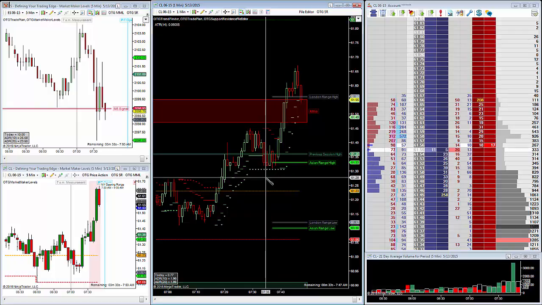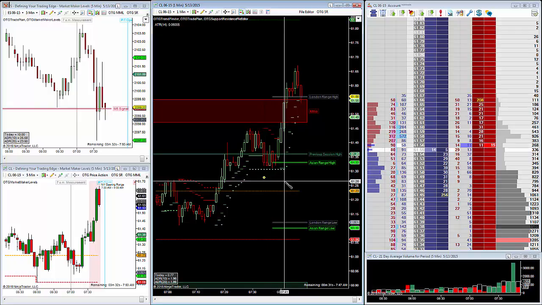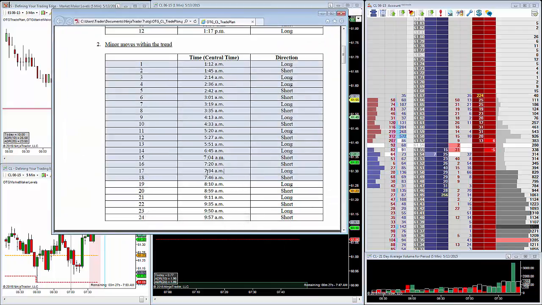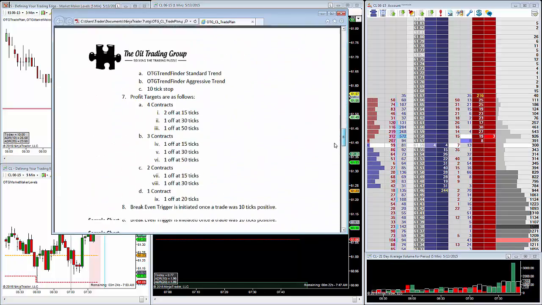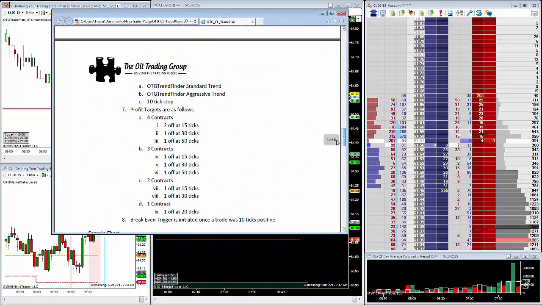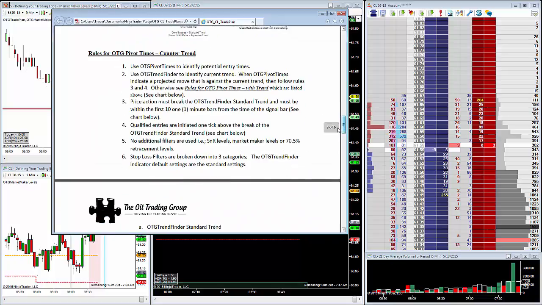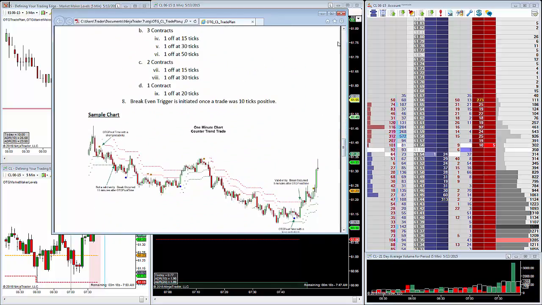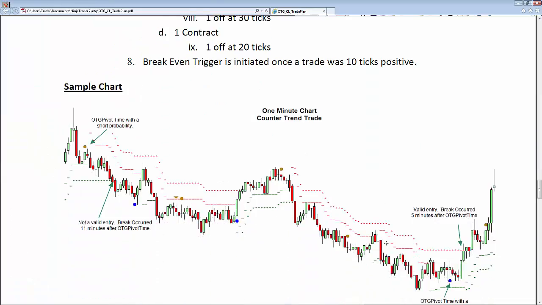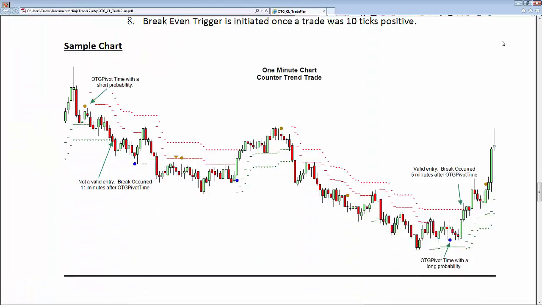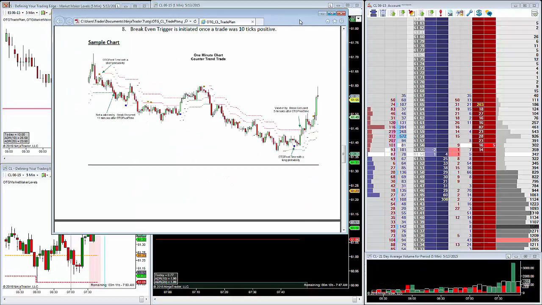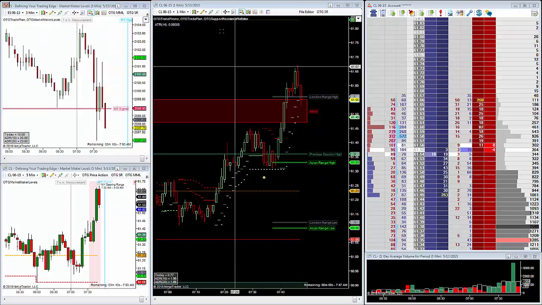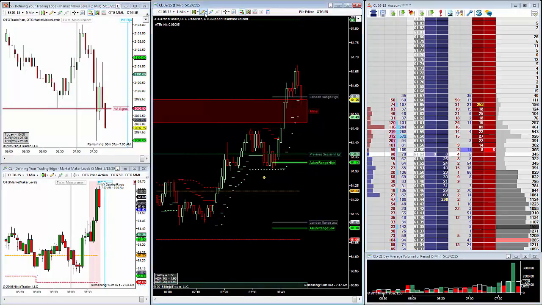7:34 a.m. right here was the time that we expected the move to begin, according to your trade plan. I want you to take a look down here at the counter trend entry. It talks to you right there. There's your counter trend entry. Here's a sample chart, so you can get a feel for what we're talking about. That was one of those entries this morning that would have given you a decent opportunity.